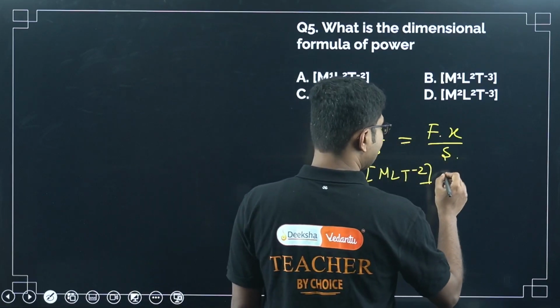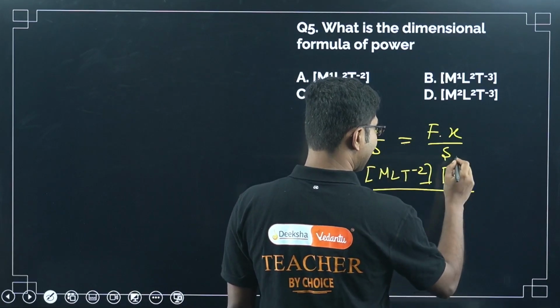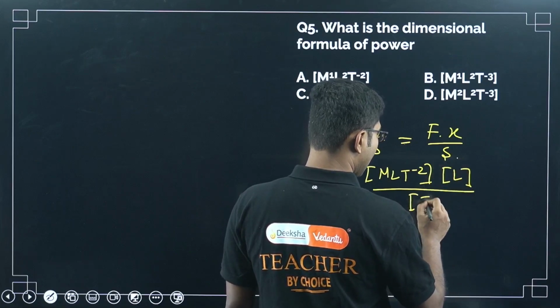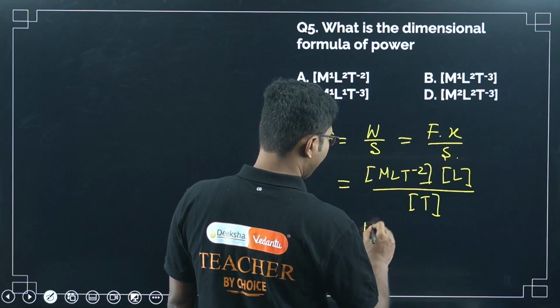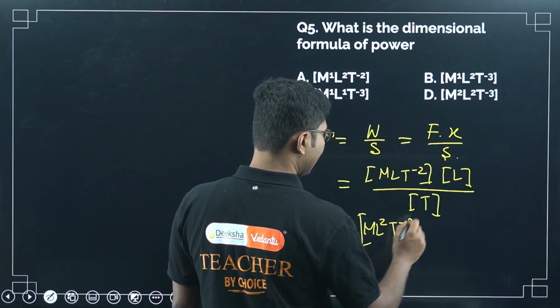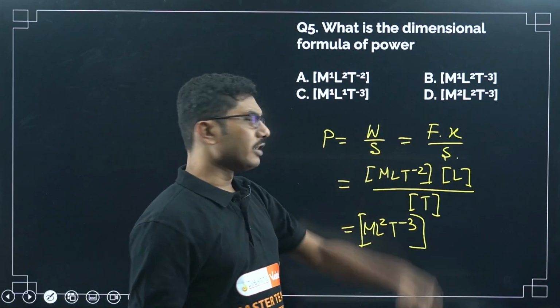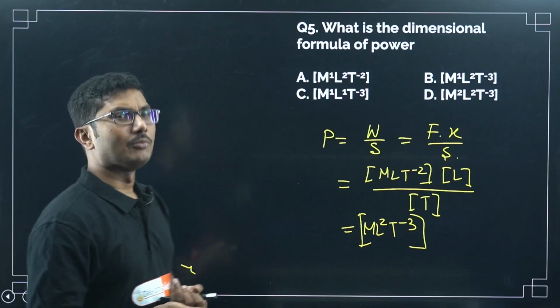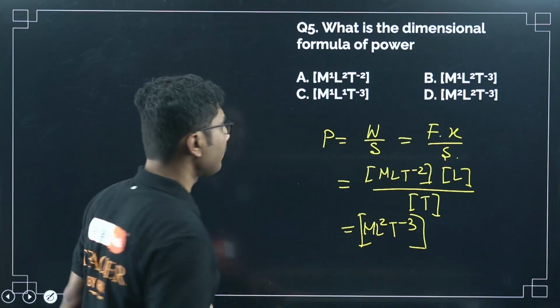Now what is the dimension of displacement? It's L. Here S is divided, so what is the dimension of time? It is T. So now if you combine them, you will get ML square T to the power minus 3. If you don't know anything, just remember the dimension of force. It will be very helpful, and for all the other quantities, if you can find the formula behind the quantity, then you can find the dimensional formula as well.